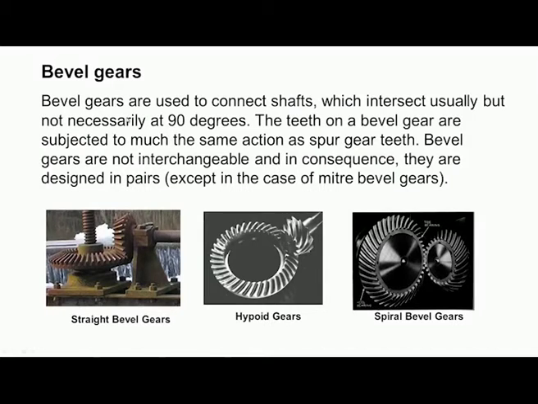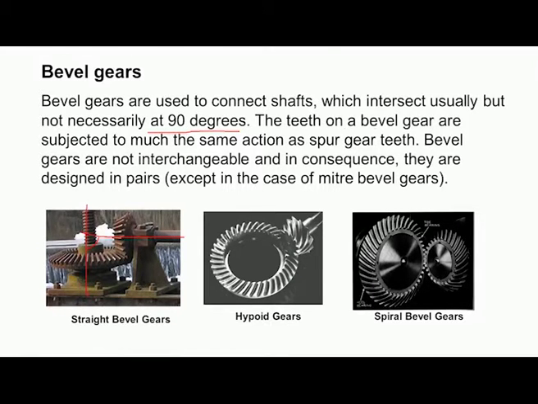Now, we have another kind called bevel gears. Bevel gears are used to connect shafts which intersect, usually but not necessarily at 90 degree. So, we have one axis here and another axis here. So, the angle is 90 degree. When the shafts are like this, then we can go for bevel gears. It is not necessary that it should be 90, it can be lesser than that also.